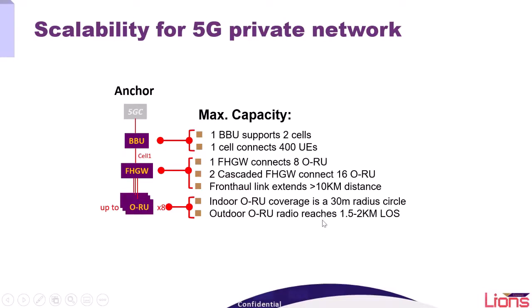Rule of thumb is for a 5 watts per channel 4T4R ORU, the maximum line of sight coverage may reach up to 1.5 to 2 kilometers distance. However, all the above coverage numbers can be reduced by electromagnetic obstacles or environmental interference. Customers can apply these numbers to plan their private network.